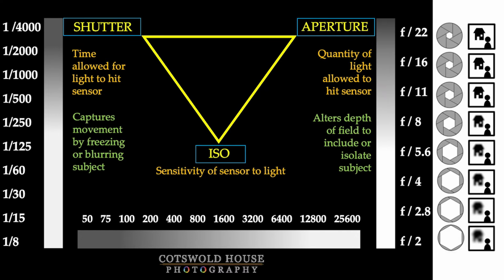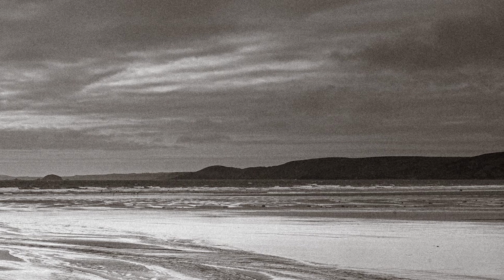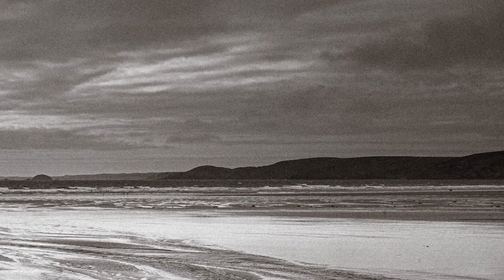We adjust the ISO to influence that sensitivity of the sensor. A low number setting like 50 is not very sensitive. 25,600 is extremely sensitive to light. It's worth noting that the aesthetic of our final image may well be influenced by the ISO setting. The higher the ISO, the higher levels of grain or noise may be present in the image.